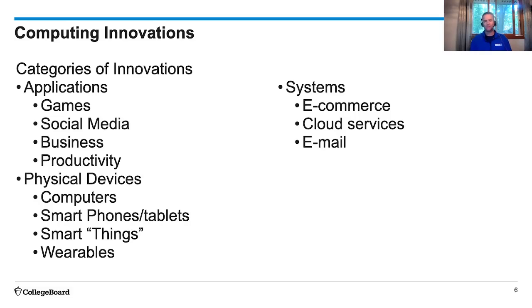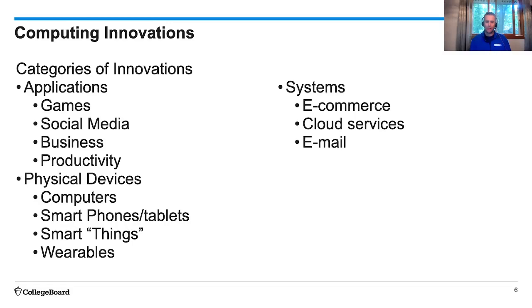And then we have systems. These are things that people forget about. People just take them for granted. So e-commerce is a really big system. What is e-commerce? Electronic commerce. This is just how we shop online, when you go to buy things online.